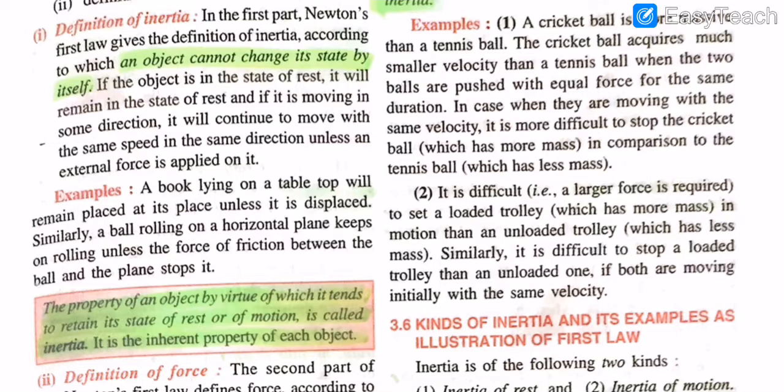Thus, force is qualitatively defined as that external cause which tends to change the state of rest or the state of motion of an object. Something you need to mark in orange: both of these definitions, major definitions, right over here. Definition of inertia as well, mark it in orange.